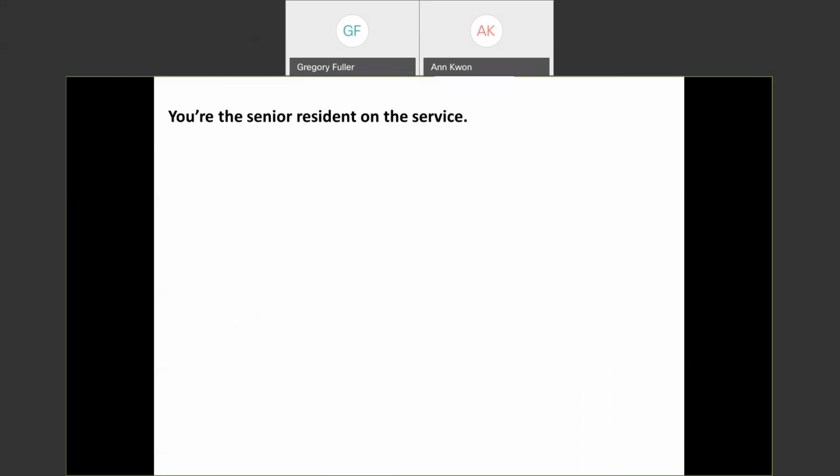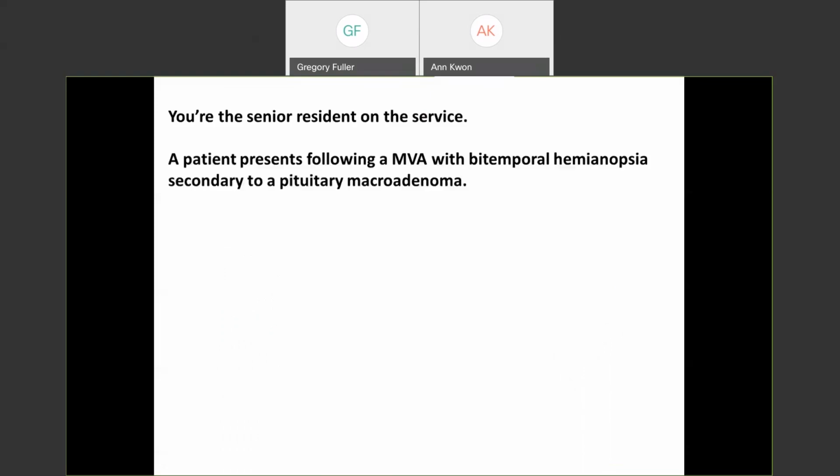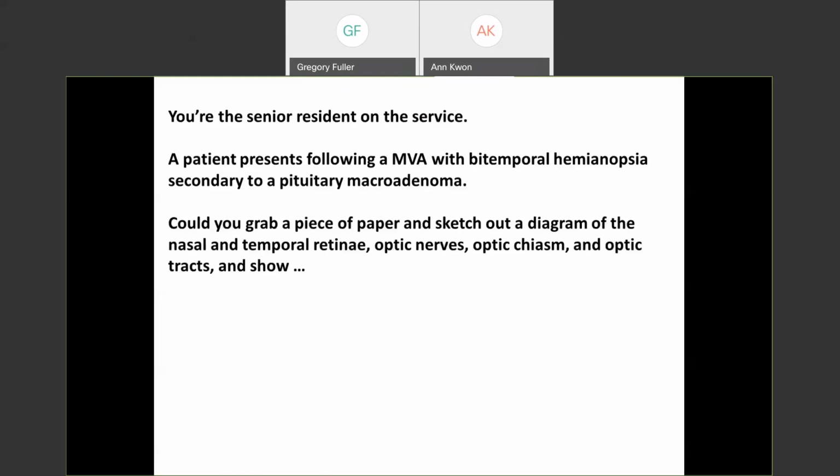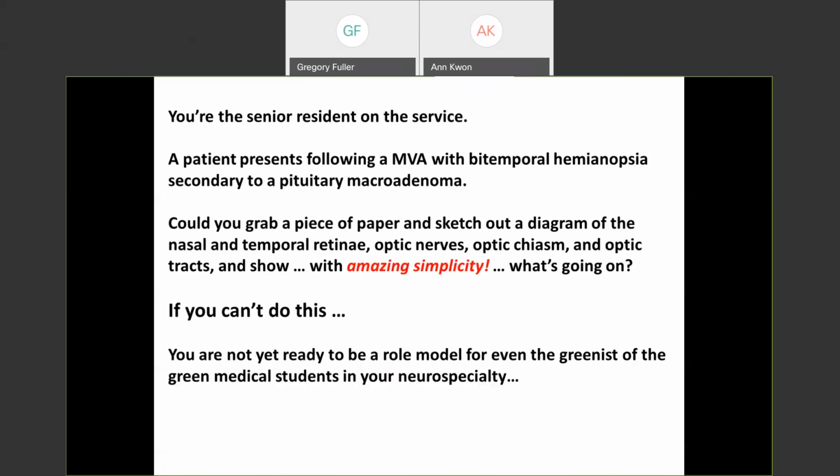Here's a hypothetical. You're the senior resident on your service, neuropathology or pathology, neuropathology fellow, or neurology resident, neurosurgery, neuro-oncology. Patient presents following a motor vehicle accident with bitemporal hemianopsia, secondary to pituitary macroadenoma, like the patient we're talking about. Could you grab a piece of paper and sketch out a diagram of the nasal and temporal retinae, optic nerves, optic chiasm, and optic tracts, and show the trainee, show the medical student with amazing simplicity so that they will never forget it because they will understand it, what's going on? If you can't do that right now, then you're not yet ready to be a role model for even the greenest of the green medical students in a neuro specialty.